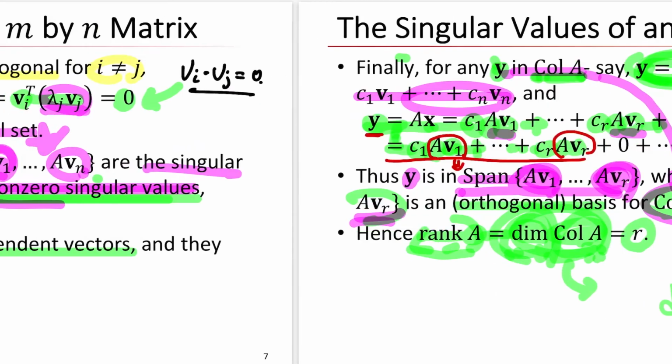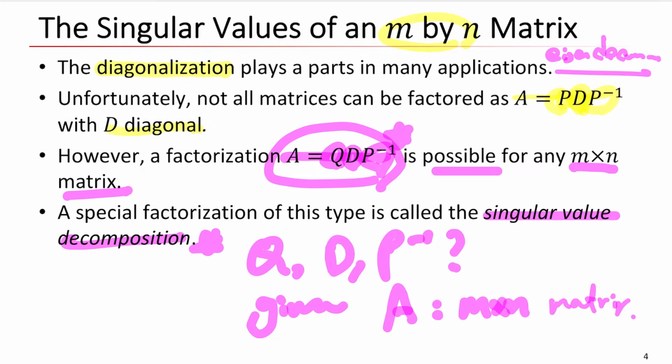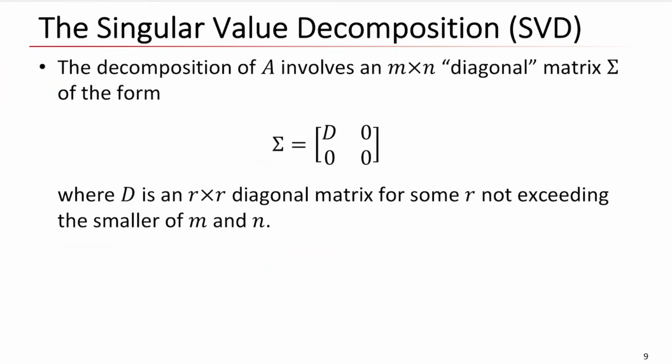So if we go back to our first page, we want to represent the arbitrary matrix A as Q D P inverse, right? By the way, D is the diagonal matrix in eigenvalue decomposition, but in the singular value decomposition, D will be transformed to sigma, another diagonal matrix, of the form D 0 0 0.